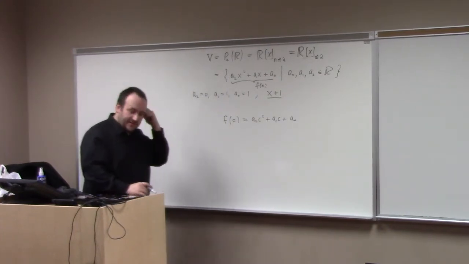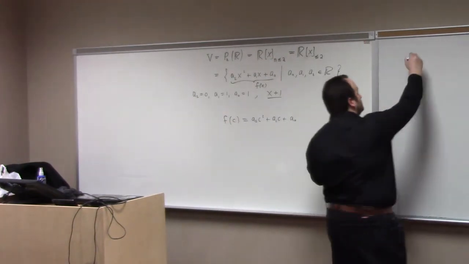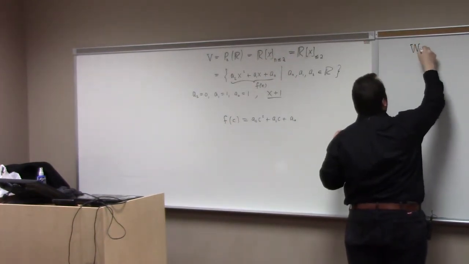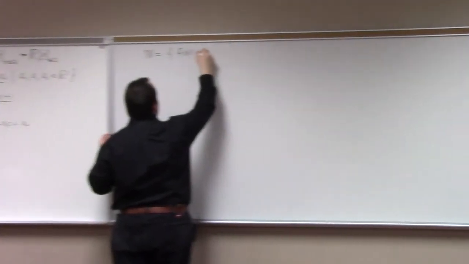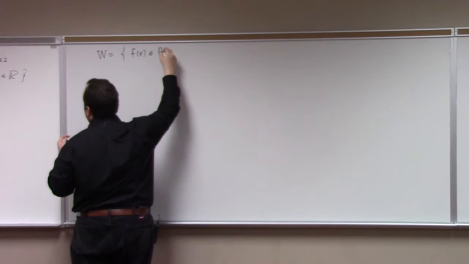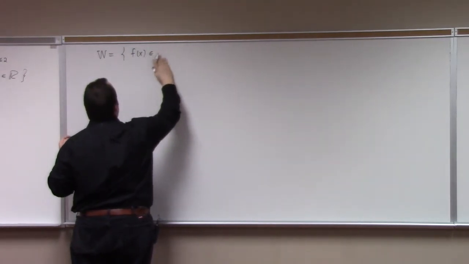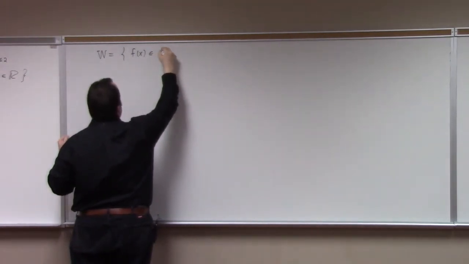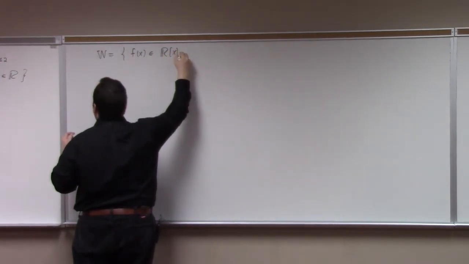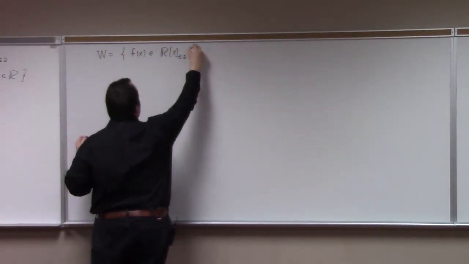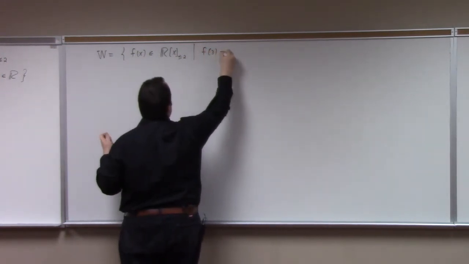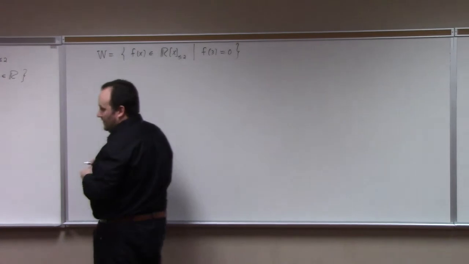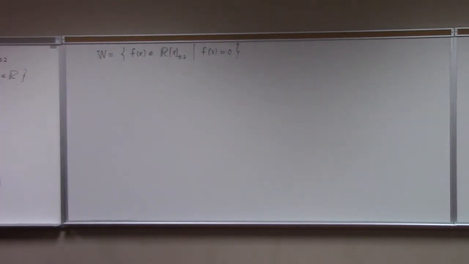So what's a subspace? How about this? Let's look at W equal to the set of f of x in P2, I'm trying to break myself of this P2 notation, that is, f of x in R of x with degree less than or equal to 2, such that f of 3 is equal to 0. Is this a subspace, and what does it look like?